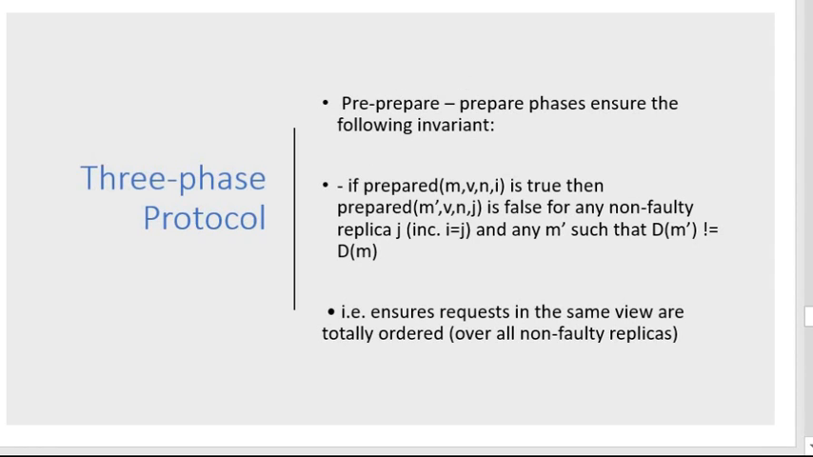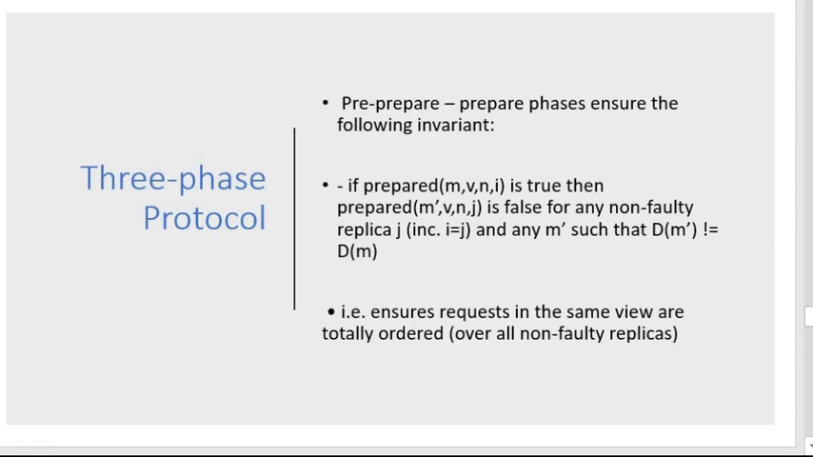This particular slide discriminates the small difference between the pre-prepare and the prepare phases. If pre-prepared m, v, n, i is true, then pre-prepared m', v, n, j is false. That means m is the message requested by the client, v is the view number, and n is the sequence number. If these are all true, then it automatically sends it to the next phase.